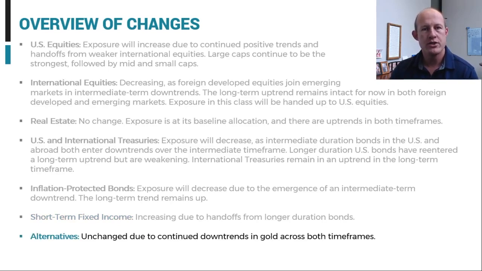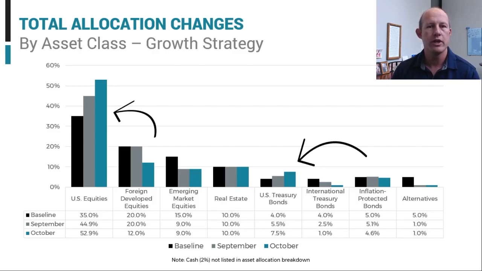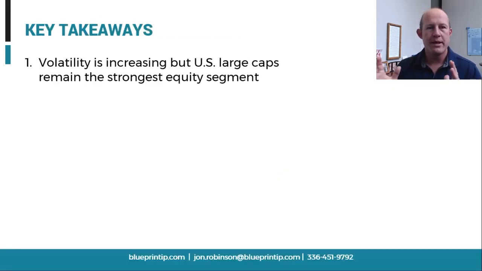Alts remain unchanged. This is still expressed by gold, and gold remains in downtrends over both time frames we follow. So when you look at the graph here, the graph really is US exposure will increase, and that's from foreign stocks, as well as ultra short-term duration fixed income will increase, and that comes from both inflation-protected bonds as well as foreign bonds. So what are the big picture takeaways as we approach October?